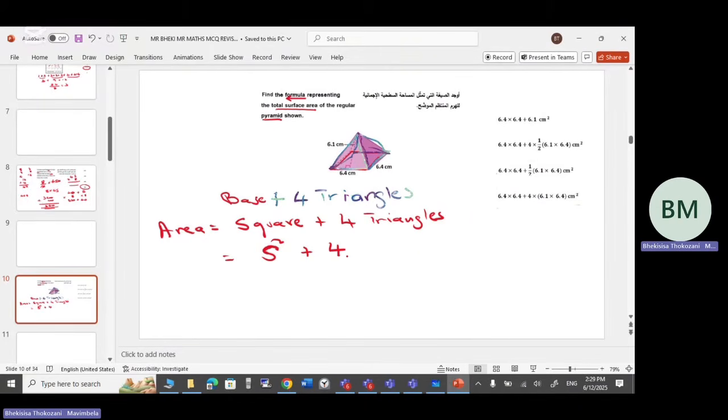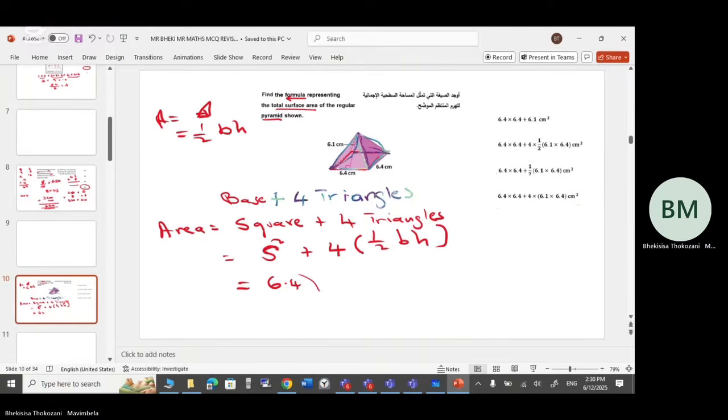Now, what is the area of a triangle? The area of a triangle, guys, we all know, is equal to half base times height. So now I'm going to say 4 times half base times height. Okay, guys? And now, what is my side here? The side here is 6.4.